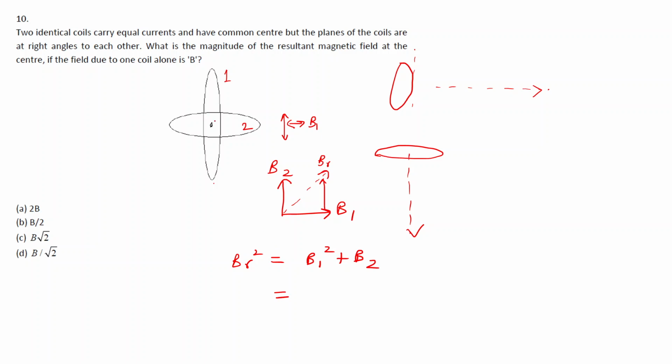And since the magnitudes of the magnetic field due to these two coils will be the same, because their radius is the same and the current they are carrying is the same, their B1 and B2 are the same. Their magnitude is the same. So it will be 2B square. So that means B resultant will be root 2 B. So the correct answer is root 2 B. This is the correct answer.